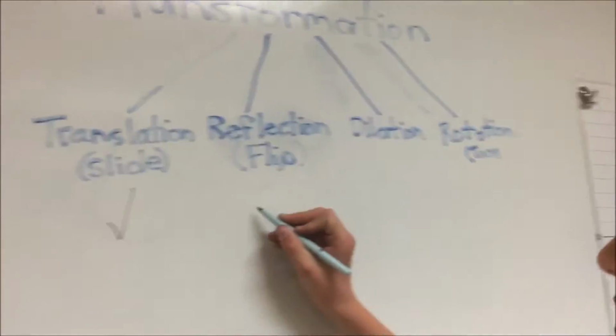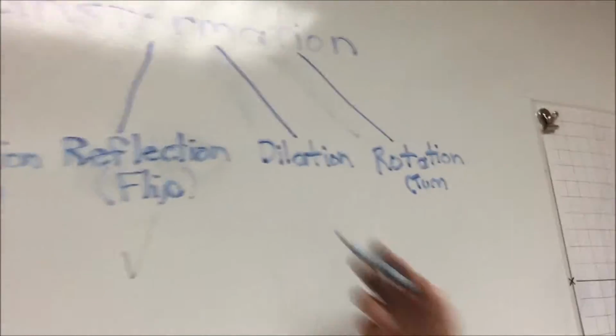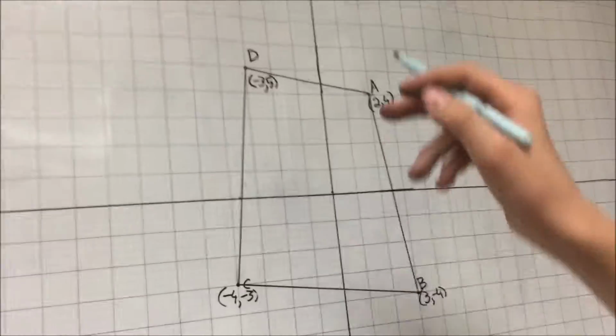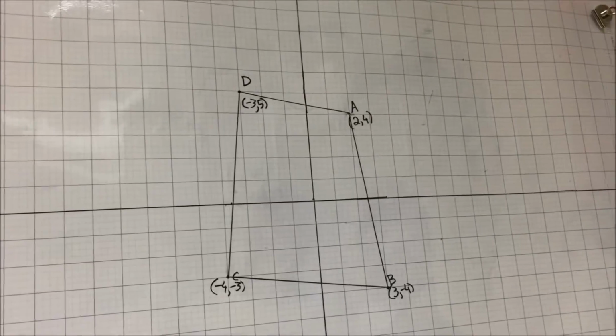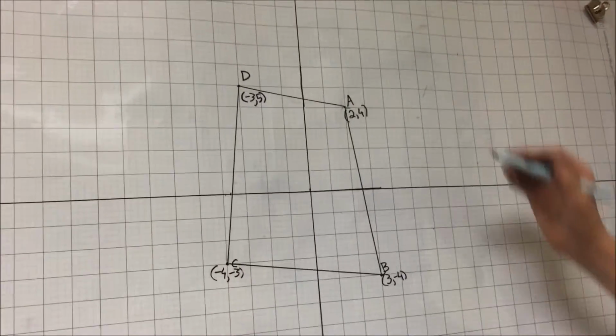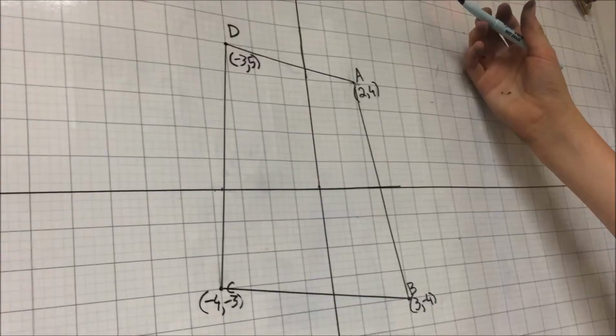So now we can check reflections off our list, and the next one we're going to be doing is dilation. So we have our points right here. We have quadrilateral A, B, C, D. So now we're going to make this figure 2 times bigger. So what we're going to do is we're just going to multiply all the points by 2.